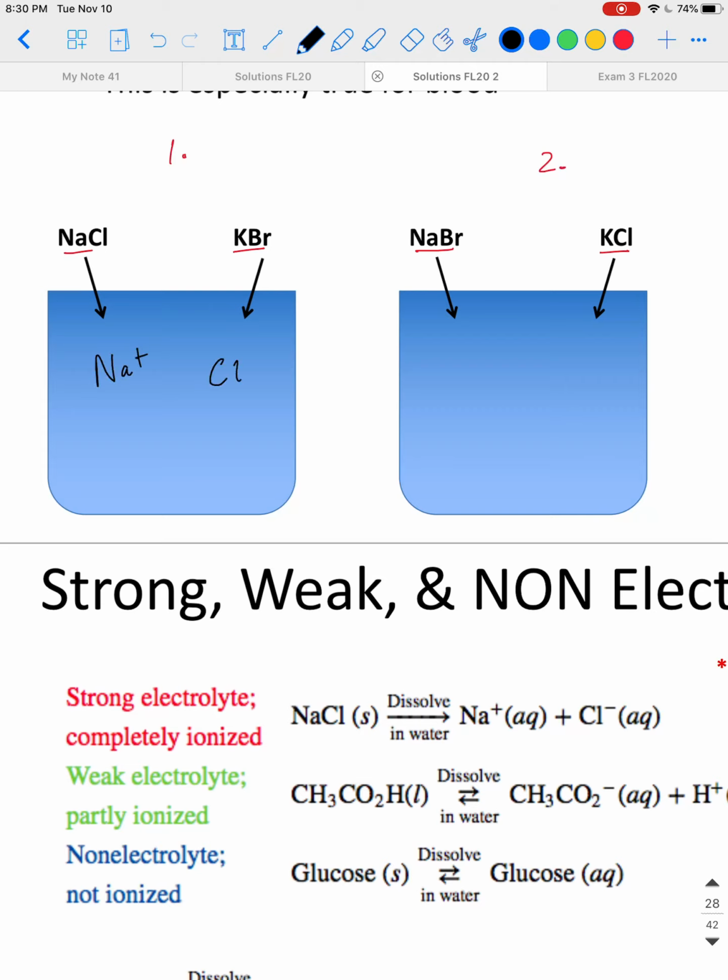But when you put them in solution, what happens? You'll get sodium, you'll get chloride ions, you'll get potassium, and you'll get bromide ions. Well, what will happen over here? You'll get sodium ions, and you'll get bromide ions, you'll get potassium ions, and chloride ions. And if you look at these two solutions, all these ions floating around, they're exactly identical. If you put the same concentrations of these compounds, you get the same concentrations of these ions.